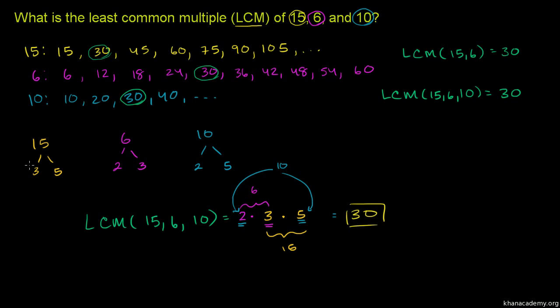So either way, hopefully both of these kind of resonate with you and you see why they make sense. This second way is a little bit better if you're trying to do it for really complex numbers, numbers where you might have to be multiplying for a long time. Well, either way, both of these are valid ways of finding the least common multiple.